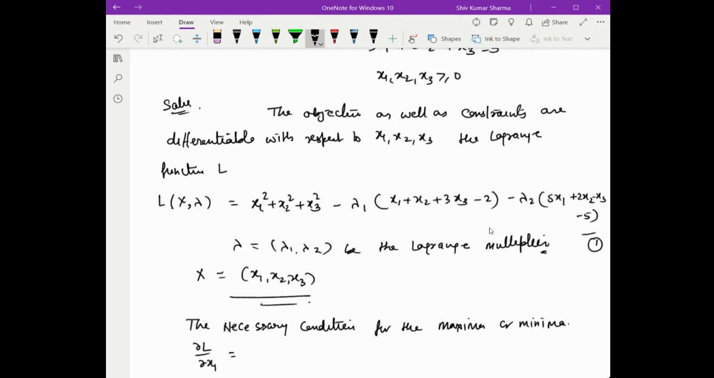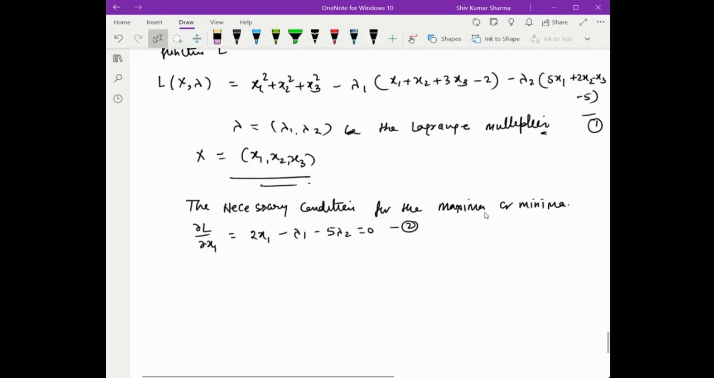So del L upon del x1 gives us 2x1 minus lambda 1 minus 5 lambda 2, put equal to 0. This is equation number 2. And again we differentiate the Lagrange function L with respect to the second decision variable, which gives 2x2 minus lambda 1 minus 2 lambda 2 equal to 0. This is equation number 3.